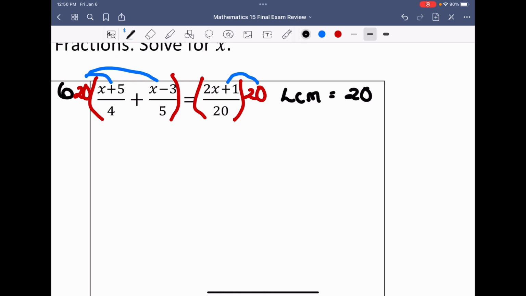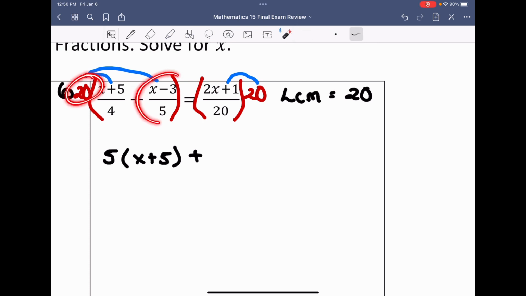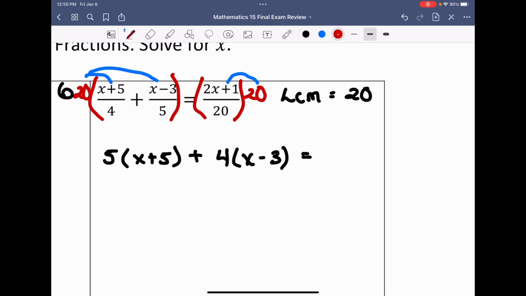So if I start at this first part here, 20 times this first fraction, that's going to be 20 divided by 4, which is 5, multiplied by whatever was in the numerator. We then add, well, 20 divided by 5. So if I consider this fraction here, or this multiplication, 20 times something over 5. Well, 20 over 5 is 4, and it's multiplied to whatever is on that interior. And this is equal to 20 divided by 20 on my right hand side. That actually just simplifies down to 1. It goes away. So now I'm just left with 2x plus 1.